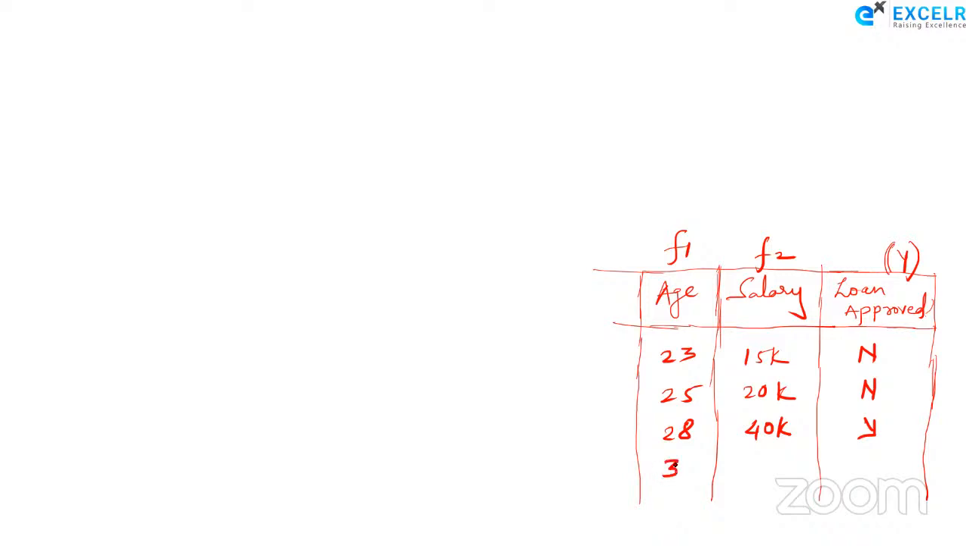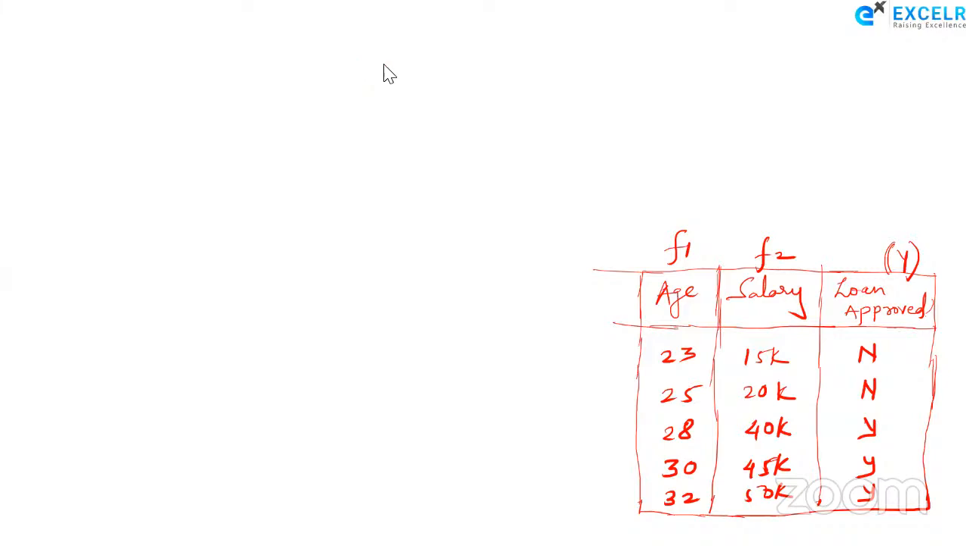Yes. We have another person with age 30. Let us say salary is 45K. Okay. Just for understanding purposes, let us say he was also granted a loan. Age is 32 years, salary is, let's say, 50K. Okay. And the bank has granted him the loan also. Okay. Data set clear, everyone? Are we following this data set? Pretty much simple. Yes. Okay.